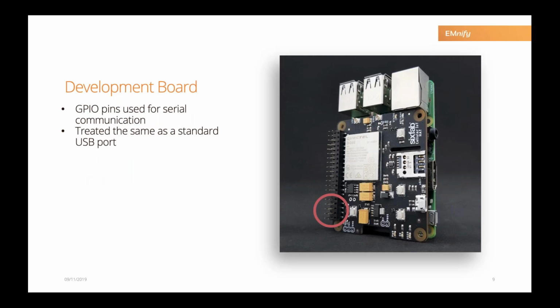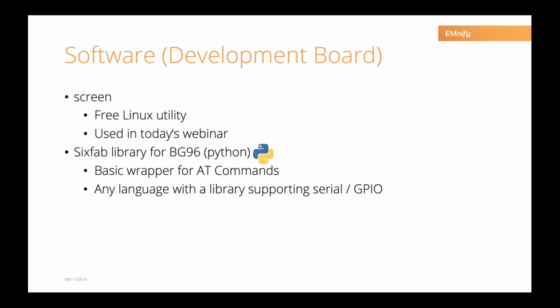Basically, you can see in the picture in the bottom left, we're using the serial pins on the Raspberry Pi to send commands to the modem. On some development boards, you might send this over a USB cable, but in this case, the nice thing about the Raspberry Pi is you can also treat this as a USB port. On the software side, we're using Screen, which is also a very old Linux utility that turns out to be very flexible. Very, very simple, but it's perfect for this use case.